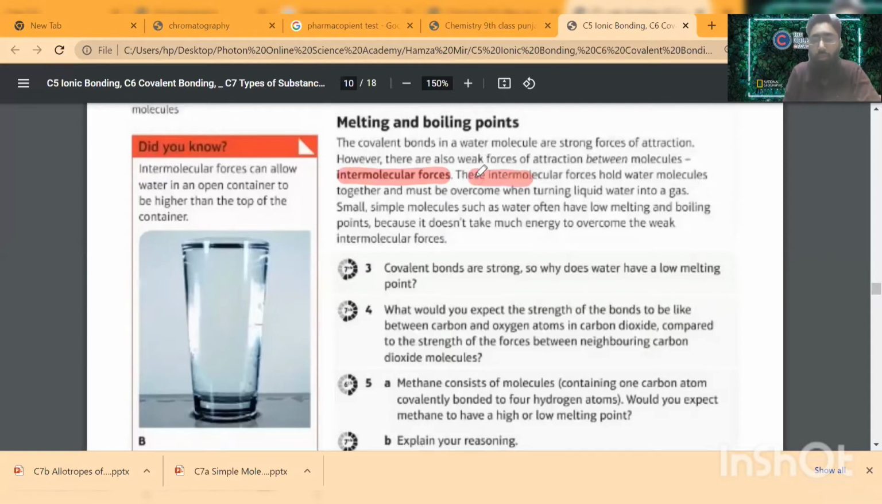These intermolecular forces hold water molecules together and must be overcome when turning liquid water into gas. Now, when we have to convert liquid water into gas, it means we have to overcome, we have to break all the forces of attraction which are present among water molecules. And to break those forces, we need energy.